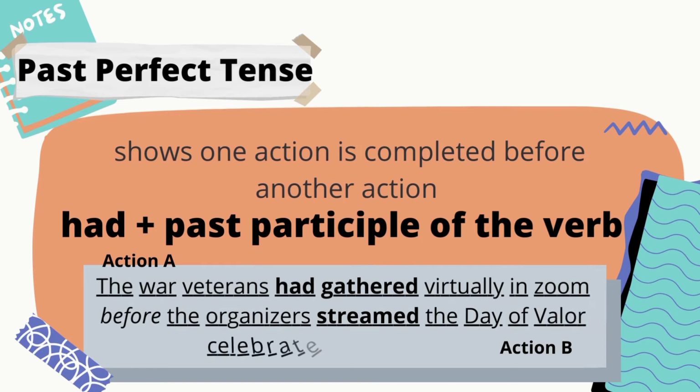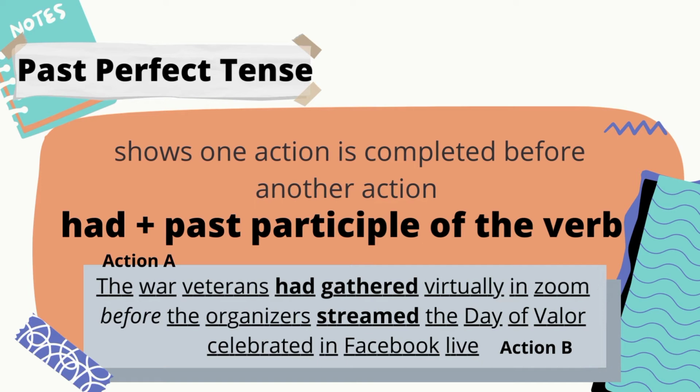The war veterans had gathered virtually in Zoom before the organizers streamed the Day of Valor celebrated in Facebook Live. In order to know that the sentence is in the past perfect tense, there should be two actions. The first action should be completed before another action. In this sentence, the first action is the war veterans had gathered virtually in Zoom.